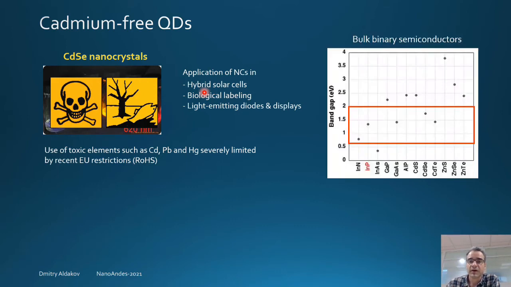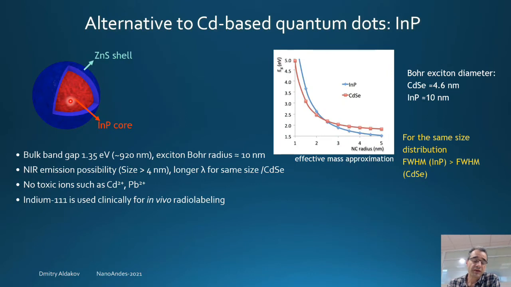So even though it's a great material, something needs to be done to replace this cadmium. If we look at the table of possible alternatives, we know that there is one material, indium phosphide, which looks pretty good for this application. It has emission in the visible and so on. And indeed, we can make nanocrystals of this material. It has a bulk band gap of 1.35 eV, which is in the visible, which is very nice for different kinds of applications. It has an exciton Bohr radius of about 10 nanometers. For the same size distribution, it has a width at half maximum slightly larger than cadmium selenide, but it's not significant. You see, it doesn't have any toxic ions such as lead or cadmium, and indium by itself is not toxic. It is already used in vivo.